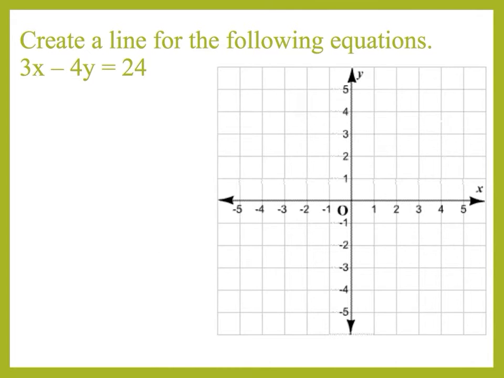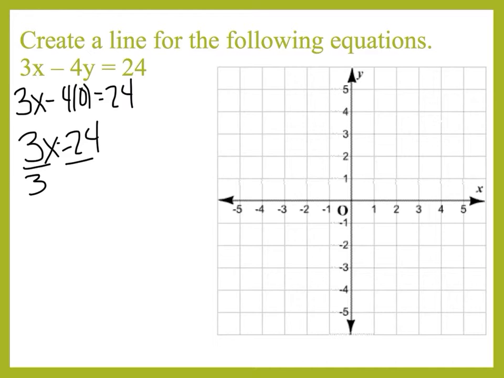I need to create a line for the following equation. Well, the easiest way to do this is to find my x and y intercepts. So I'm going to find my x-intercept. I'm going to go 3x minus 4 times 0 equals 24. That makes 3x equal to 24. Divide by 3, and x equals 8. You can see here that I don't have 8 on my graph, so I'm going to make each one count as 2. So 1 equals 2, 2 equals 4, so that my x equals 8 would be right here. And I'll write that down to help us remember.